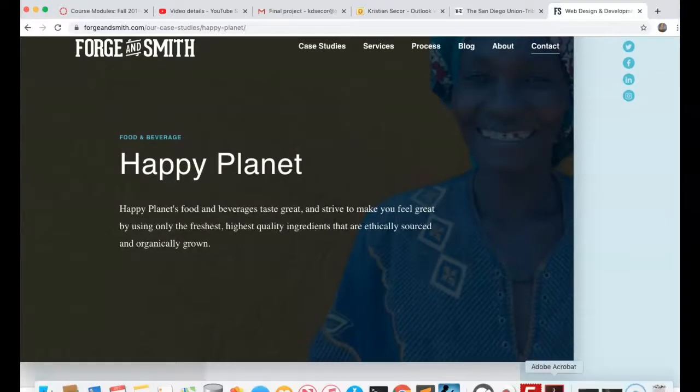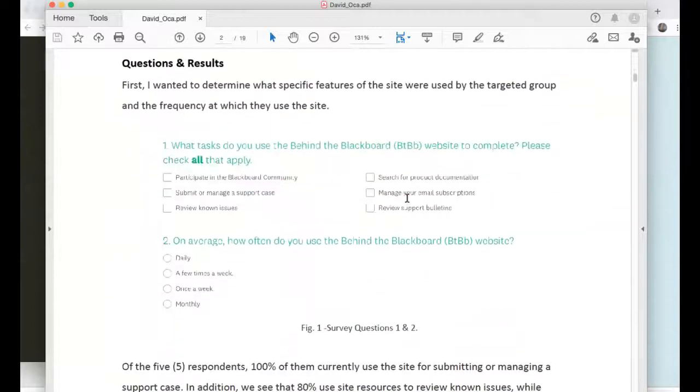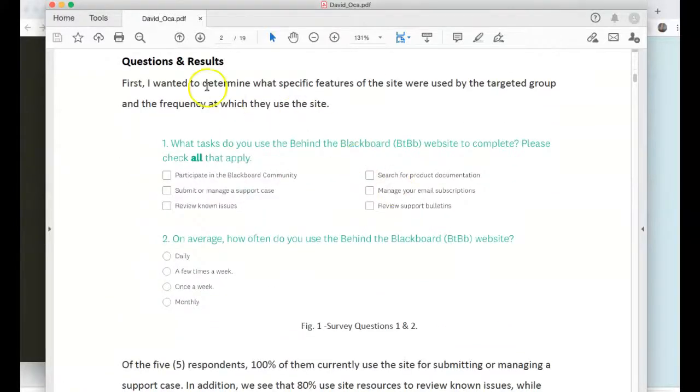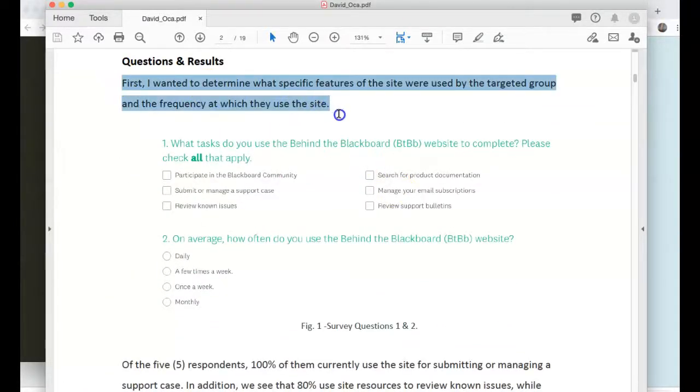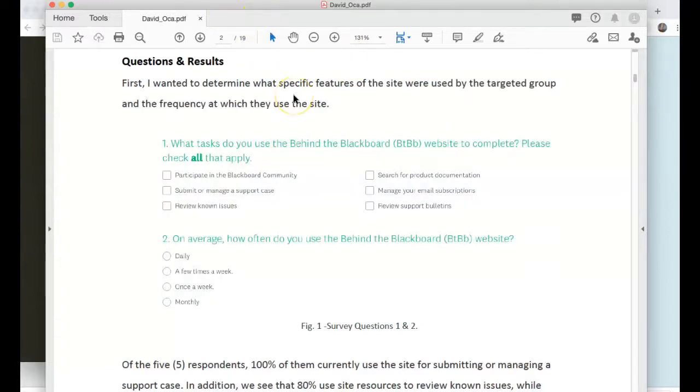So getting back to this case study, I'm going to go ahead and just kind of breeze through this because you can look at it. This is an example of contextual inquiry. To determine the specific features of the site that were used by the targeted group and the frequency. Excuse me, looks like my Adobe just crashed. Okay, and the frequency which they use the site.